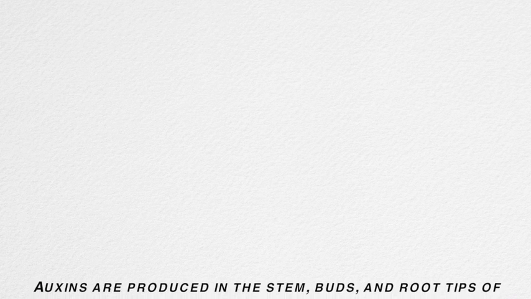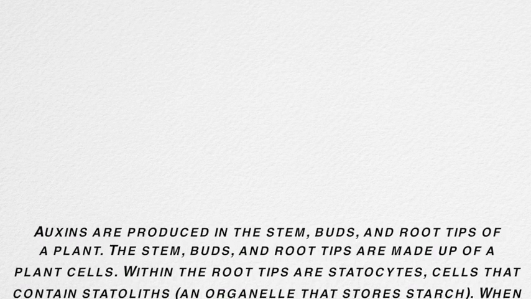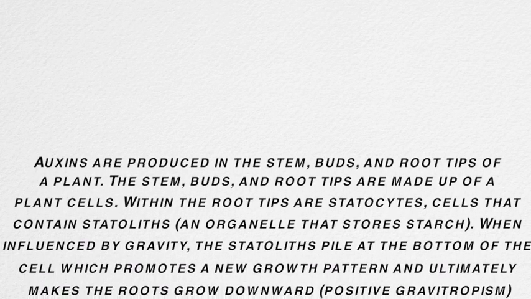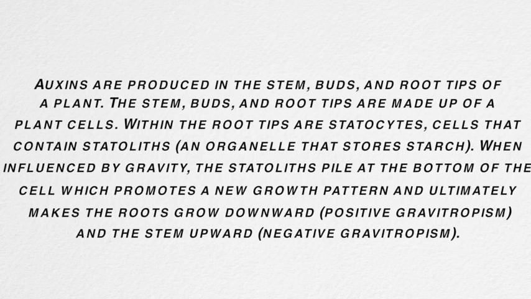Question 2. Identify the structure and cell type responsible for secreting this hormone and describe how the cells responded to accomplish the behavior you measured. Auxins are produced in the stem, buds, and root tips of a plant. The stem, buds, and root tips are made up of plant cells. Within the root tips are statocytes, cells that contain statoliths, organelles that store starch.